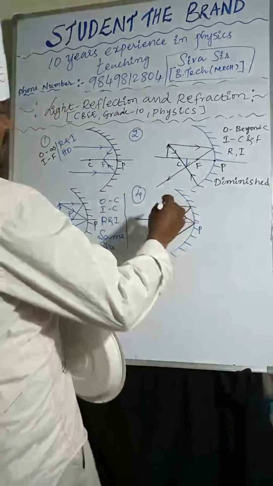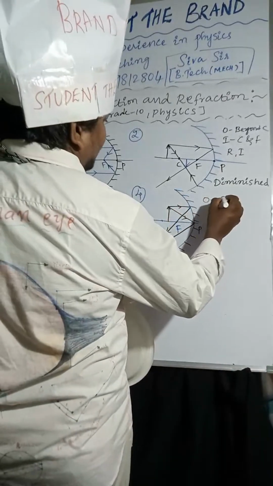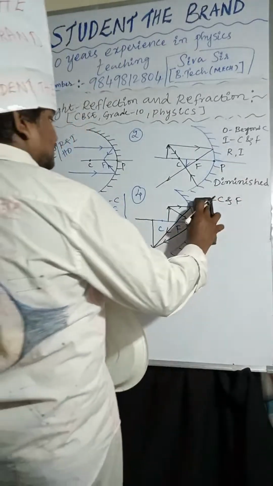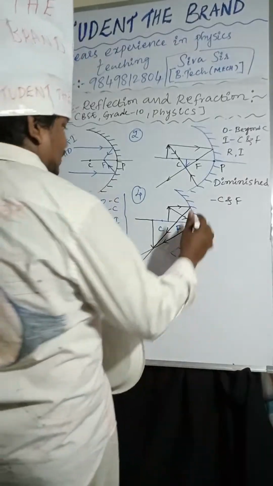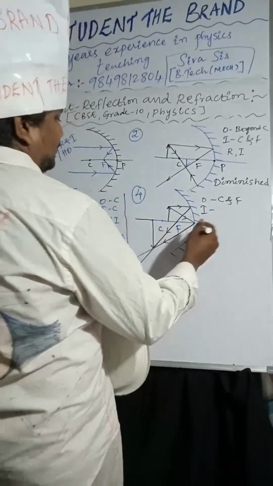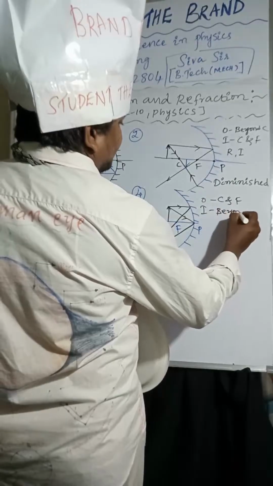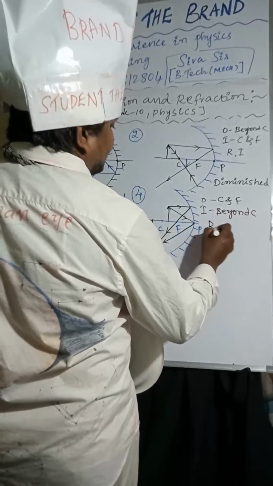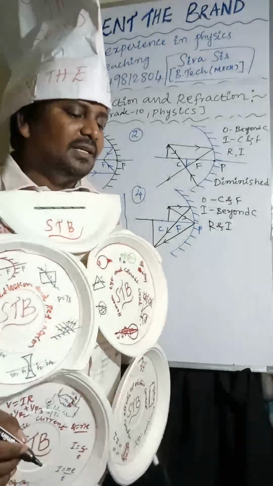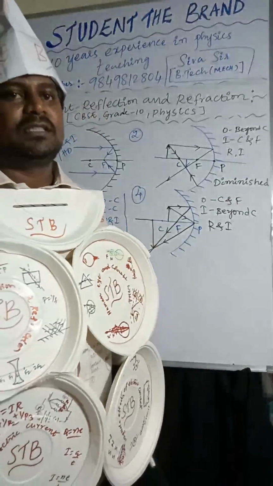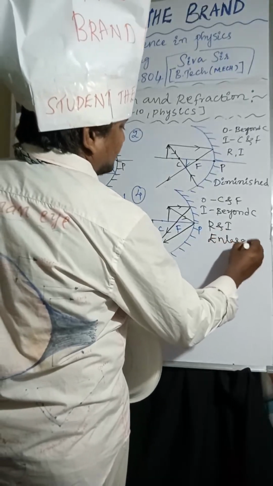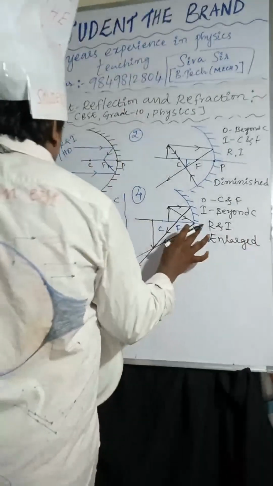Now you can see the object is placed between C and F. The image is forming beyond C. The nature of the image is real and inverted. Coming to the size, the size of the image is enlarged. So that is the fourth one.